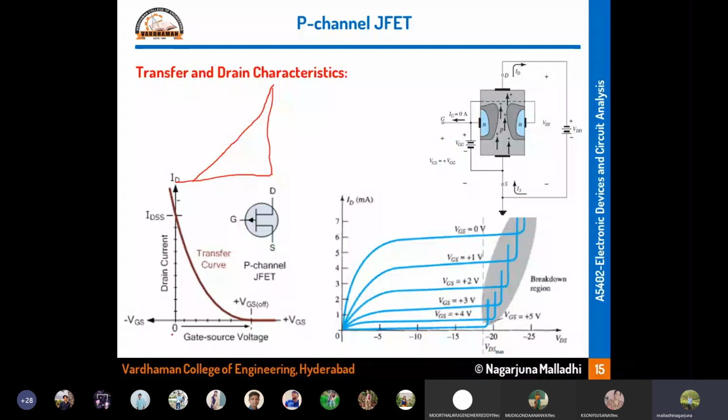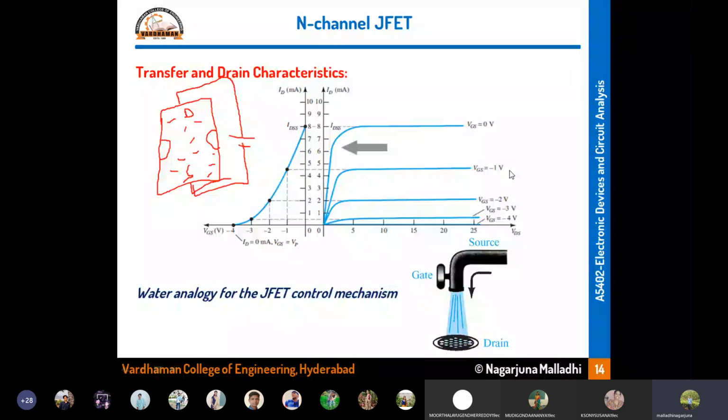Okay, so coming to the drain characteristics, for the drain characteristics, how did you get this? This is 0 here. Okay, so now see, this is the N channel, so how did you get here? Okay, so 0 volts, let us say.